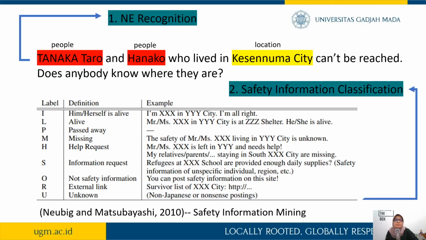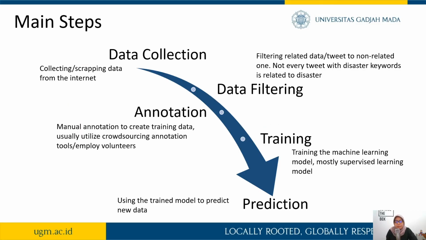All right. So from that research work, I can conclude that there are 5 main steps that are usually conducted during the research. First is data collection. This is pretty straightforward, collecting or scraping data from the internet. It can be from any social media.